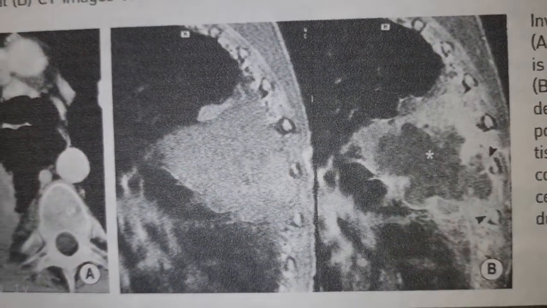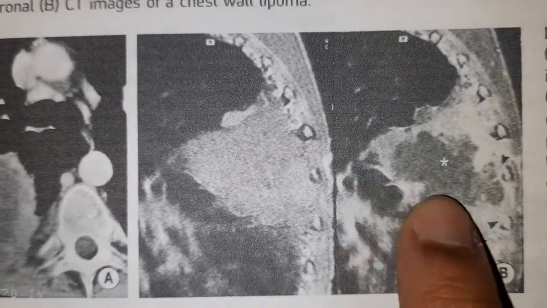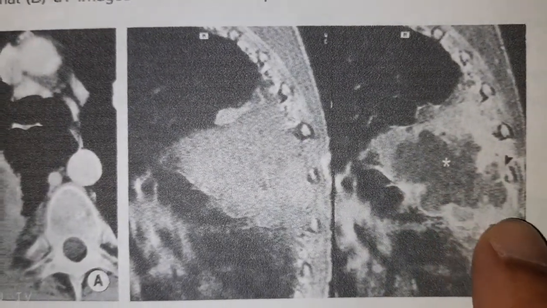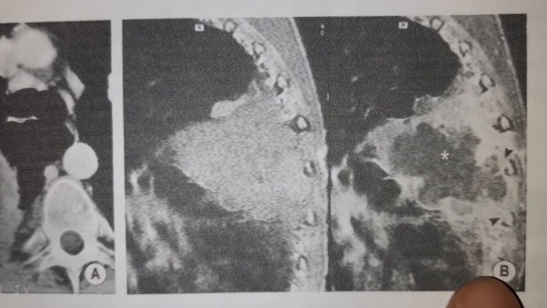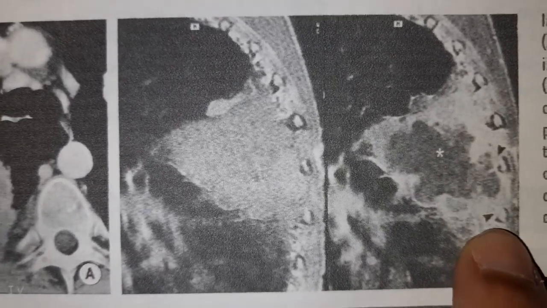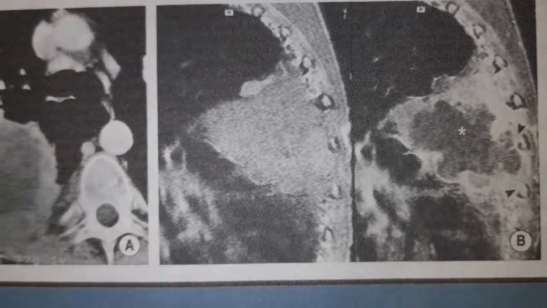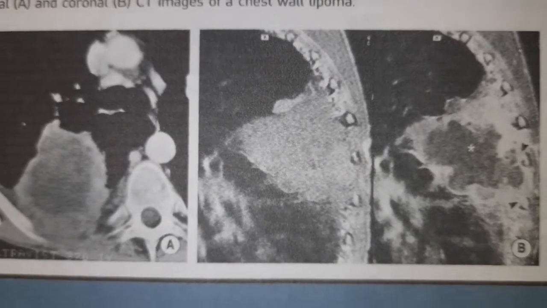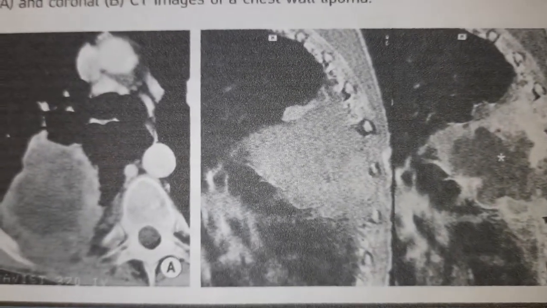So this is the necrotic area which you can see here. This is the necrotic area, and this is the tumor mass, and this has been eroding these two ribs. So this is the picture of invasive malignant T cell lymphoma.